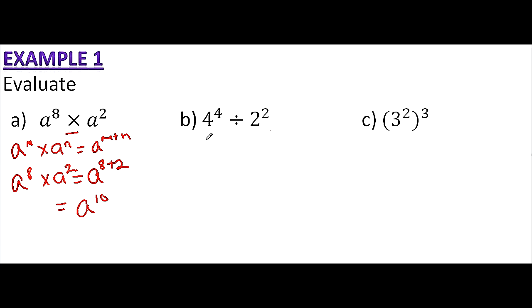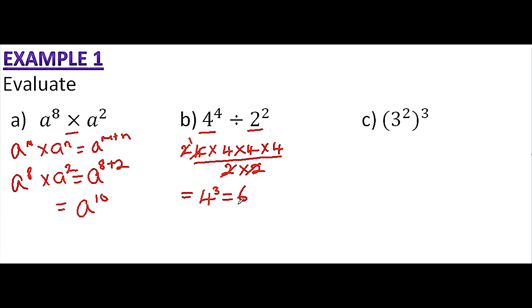We come to part B of this example. We are told to divide 4 to power 4 by 2 to power 2. We cannot apply any rule of indices because the bases are different, but still we can manage to divide. So this is 4 multiplied by 4 multiplied by 4 multiplied by 4, divided by 2 multiplied by 2. So 2 divided by 4 is 2. We divide 2 by 2, we get 1. So we have 4 cubed, which is equal to 64. Note here that we have used a different method because we cannot apply any rule of indices.